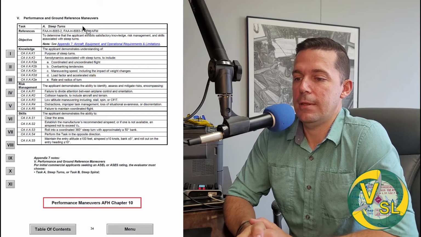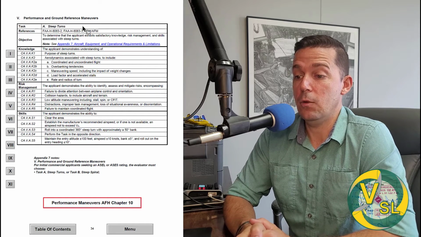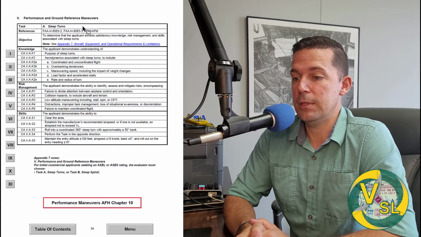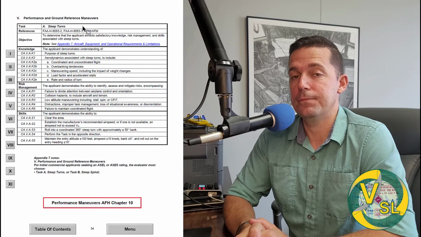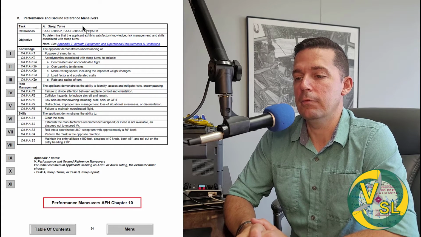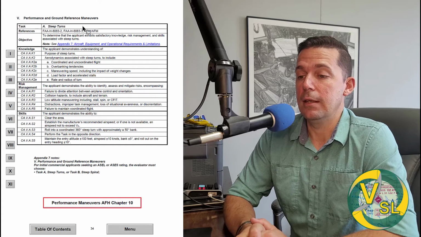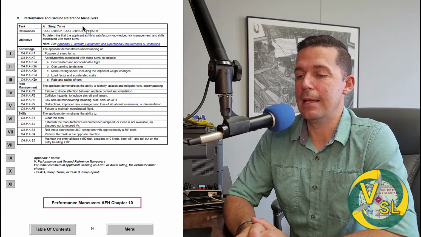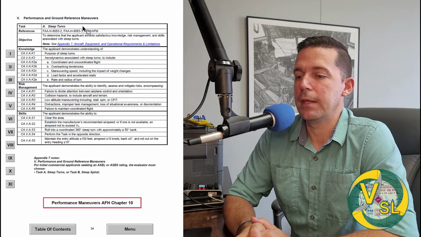S2, establish the manufacturer's recommended airspeed, or if one is not available, an airspeed not to exceed VA. So we'll probably have that discussion either in the aircraft or in the pre-flight of what is the aircraft's VA, and we're not going to exceed that during this steep turn maneuver.